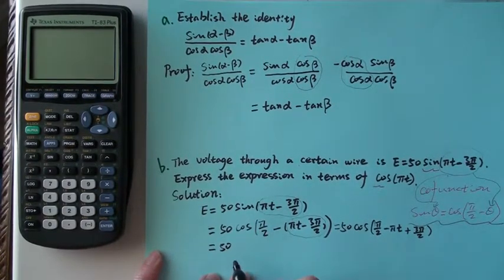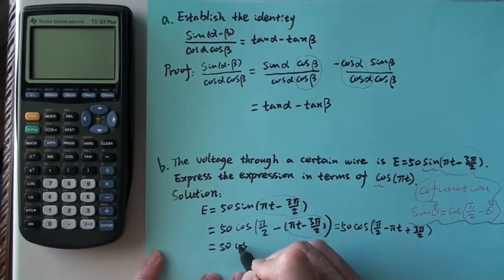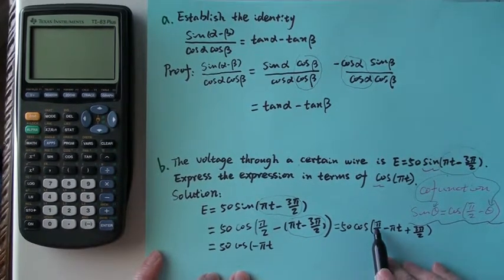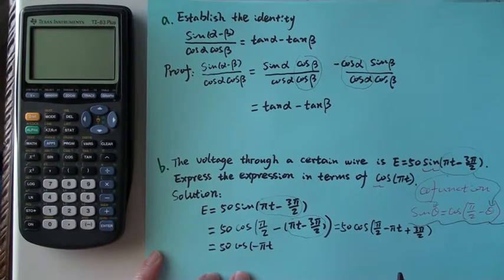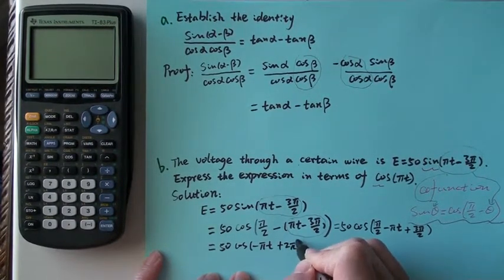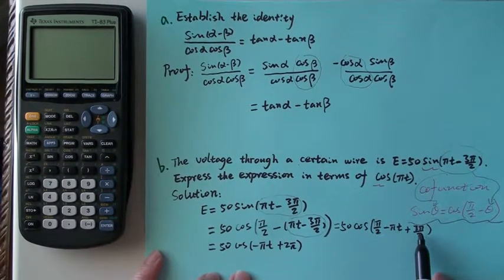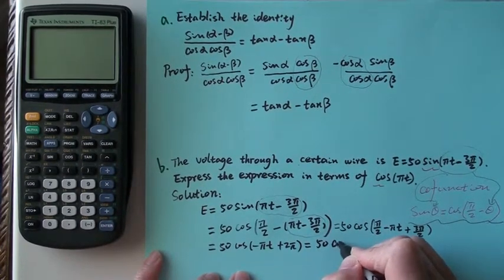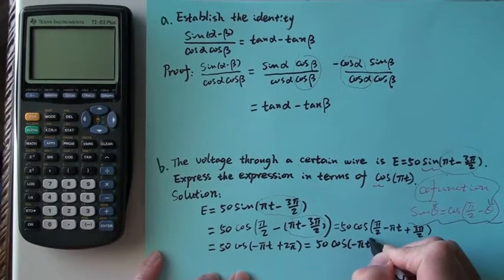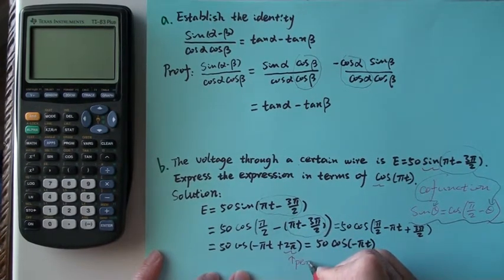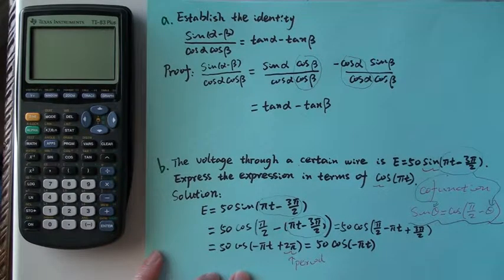Keep going. You then have cosine, negative pi t. This is 1, this is 3. Together it is 4, and 4 divided by 2 is 2 pi. So plus 2 pi. Again, 1 plus 3 is 4, divided by 2 you get 2 pi. And cosine has the period 2 pi. So then you have cosine negative pi t, because of the period.